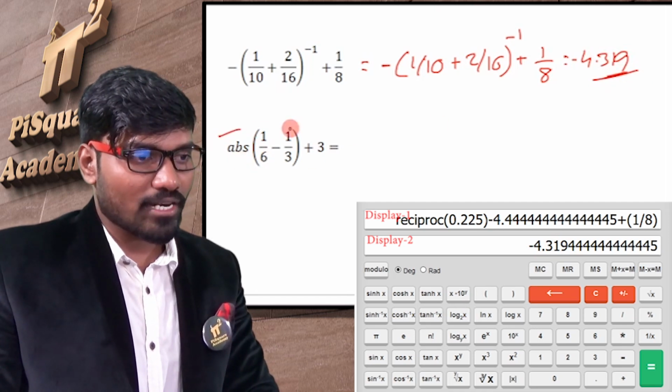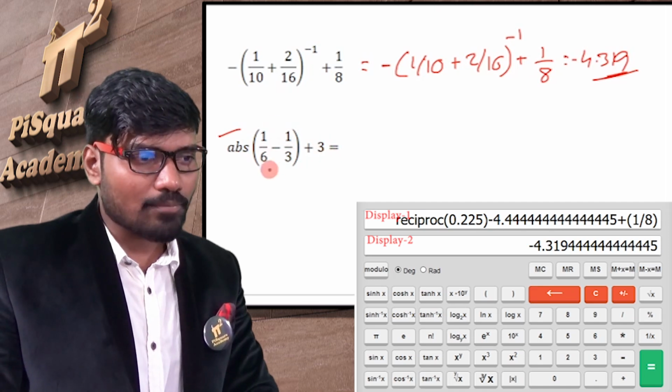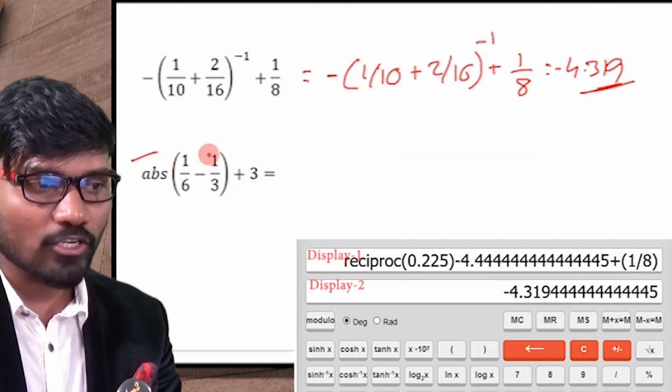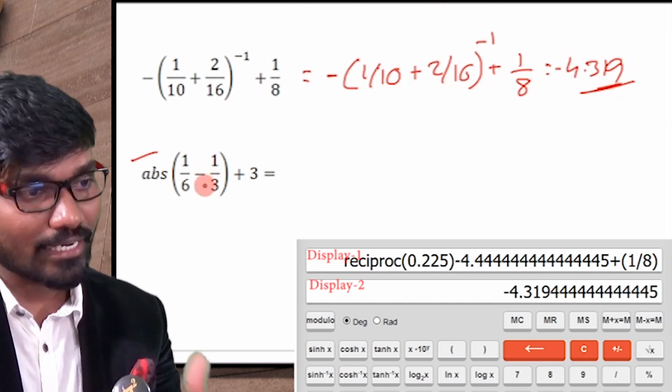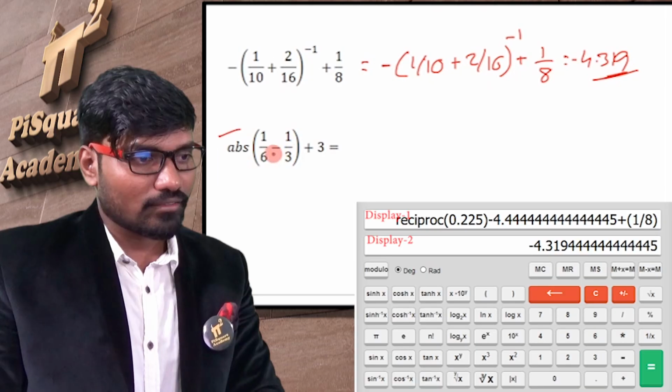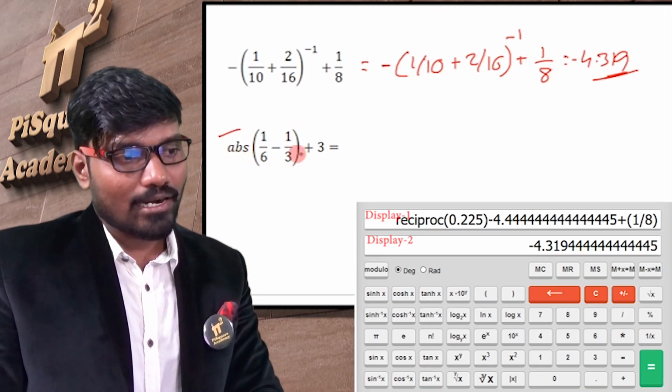Now let's perform this operation: absolute of 1 by 6 minus 1 by 3, plus 3. What does this absolute mean? I want to take only the magnitude of this, not the sign. If it is positive, I'll take it as positive. If it is negative, then also I'll take it as positive. That's what absolute means. Then I'll add 3 to it.